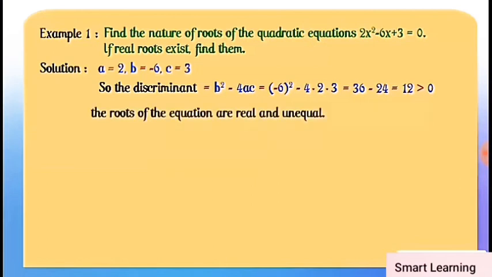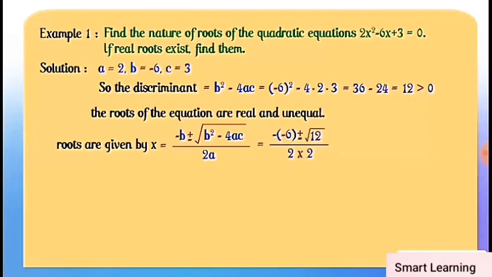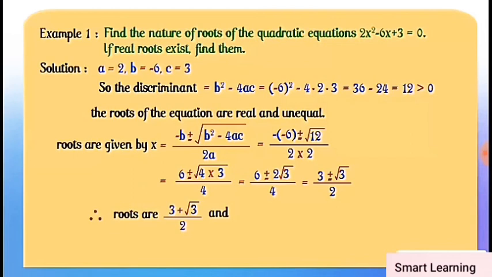Therefore, the roots of the equation are real and unequal. The roots are given by the formula x is equal to minus b plus minus under root b square minus 4ac divided by 2a is equal to minus minus 6 plus minus under root 12 divided by 2 into 2 is equal to 6 plus minus under root 4 into 3 divided by 4 is equal to 6 plus minus 2 root 3 by 4 is equal to, cancelling 2 in the numerator and denominator, 3 plus minus root 3 by 2. Therefore, roots are 3 plus root 3 by 2 and 3 minus root 3 by 2.